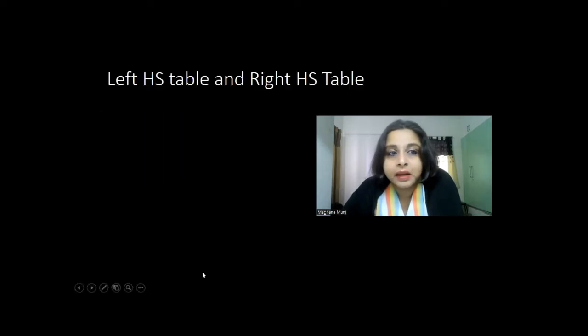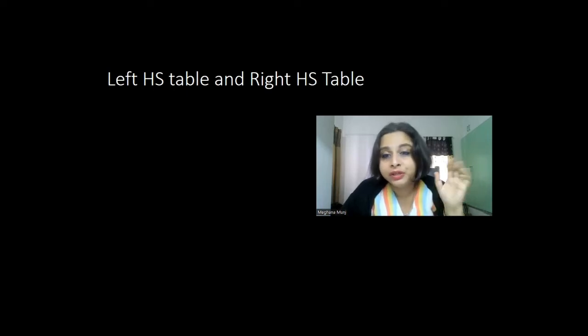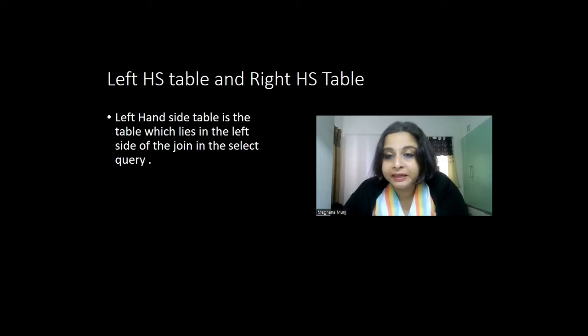Now, before we understand what is the left outer join, we should know what is the left hand side table and the right hand side table. So here is my left hand, which is on this side, and this is my right hand. Now let us understand the left hand side table. It is the table from which we start writing the join in the select query, which usually is on the left hand side when you write your select query. So it is called as the left hand side table.